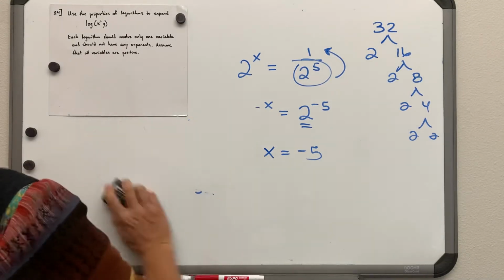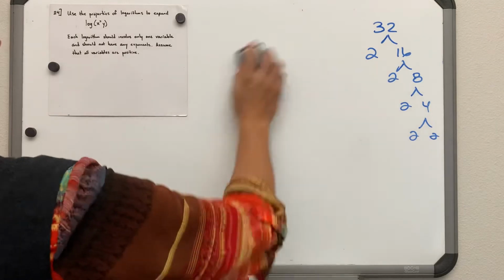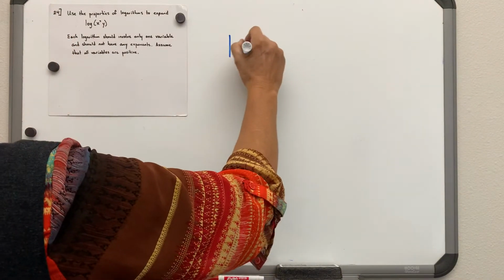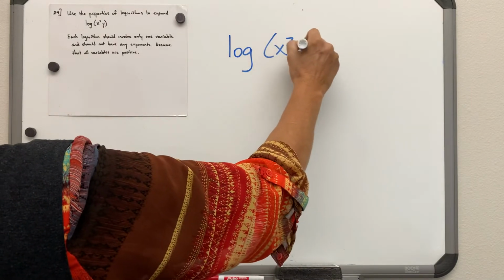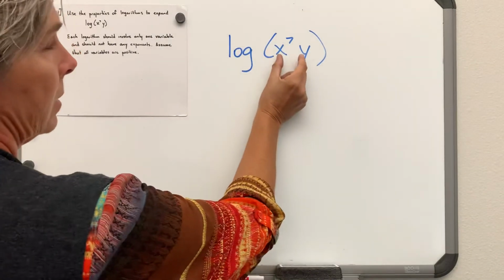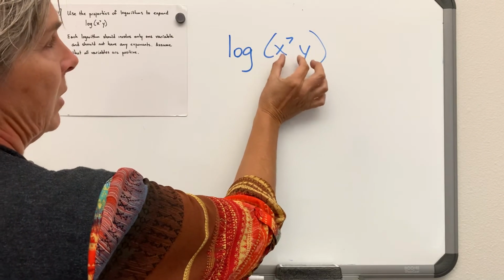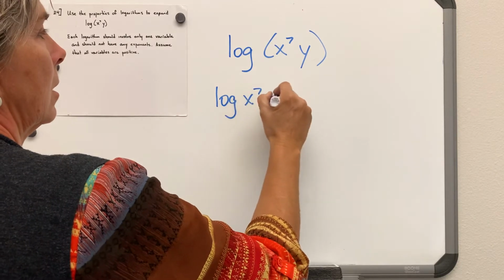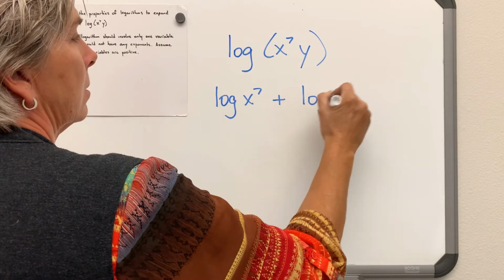All right, let's look at number 24. It says, use the properties of logarithms to expand this, log of x to the 7th times y. Okay, so the properties of logarithms, there are 3 properties, and one of them says that if you have a product, in other words, if what's inside your log is being multiplied, you can split it into 2 logs and connect it with a plus.